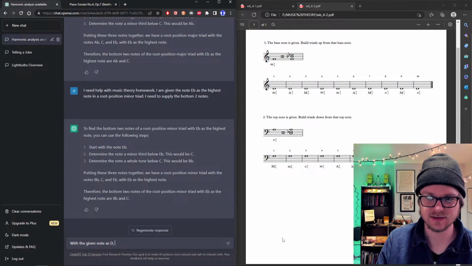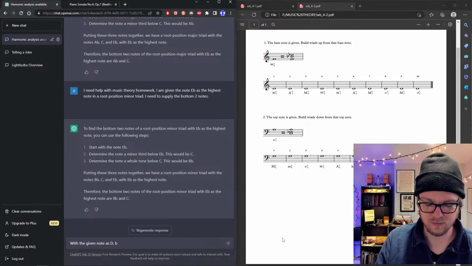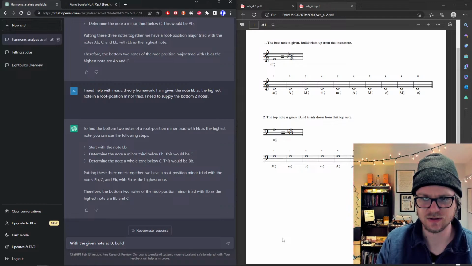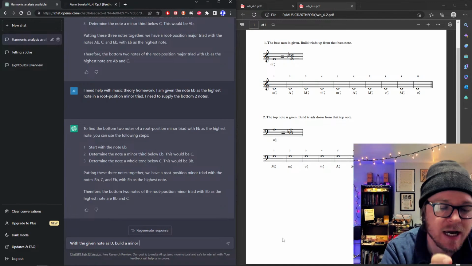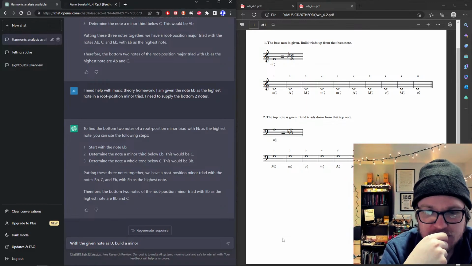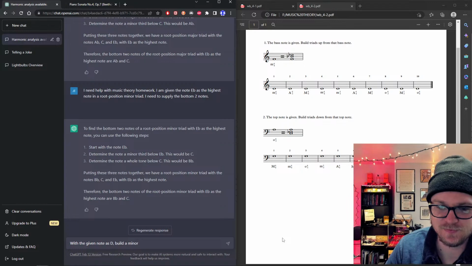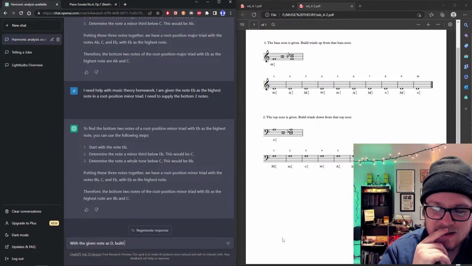I don't even know how to ask this, in the clearest form. How would I ask this? Build a minor, well, I want to make sure I don't say a minor instead of a minor. A minor first inversion chord. How would I ask that in the clearest form?